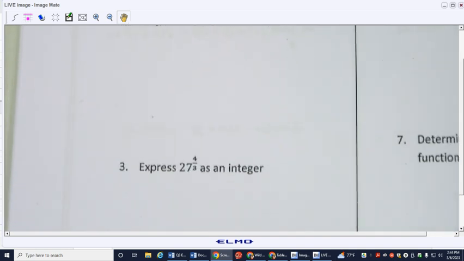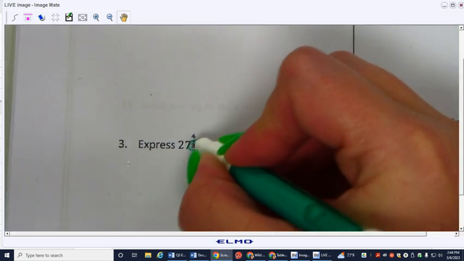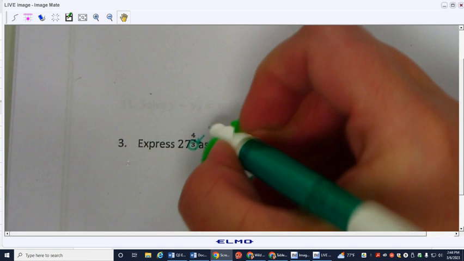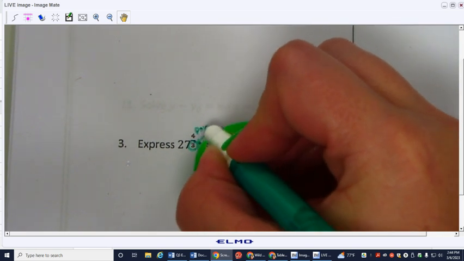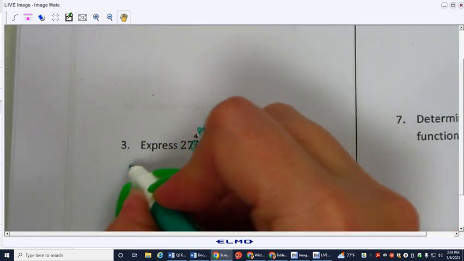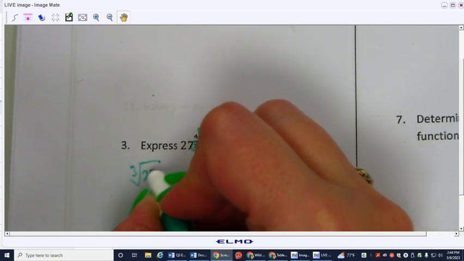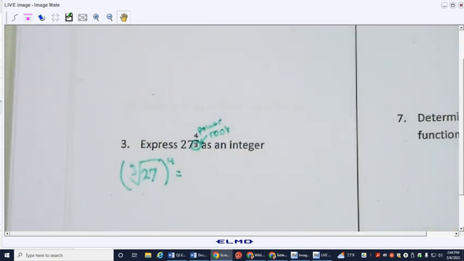Number 3, very similar problem. Number 3, I have my cube root, and I'm raising to the 4th power. So I'm going to check first my root. Can I cube root 27? Yes. So I'm going to do that. 3rd root of 27 raised to the 4th power. What's the cube root of 27? 3.